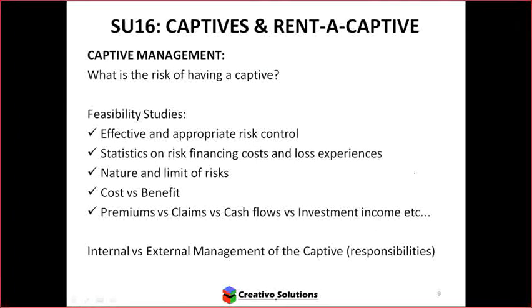Okay, what is the risk of having a captive? Maybe excessive claims. Okay, possibly, yes. So the excessive losses that could actually affect the company. And what else? Maybe misuse of funds. Okay, could be. All right, so administration, do you agree? Yeah.